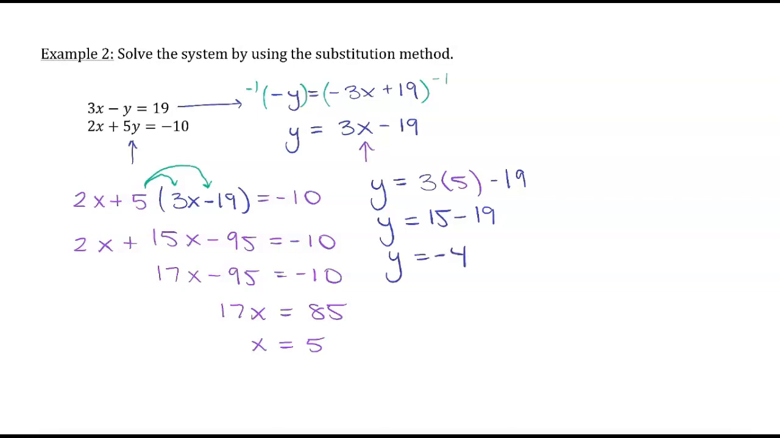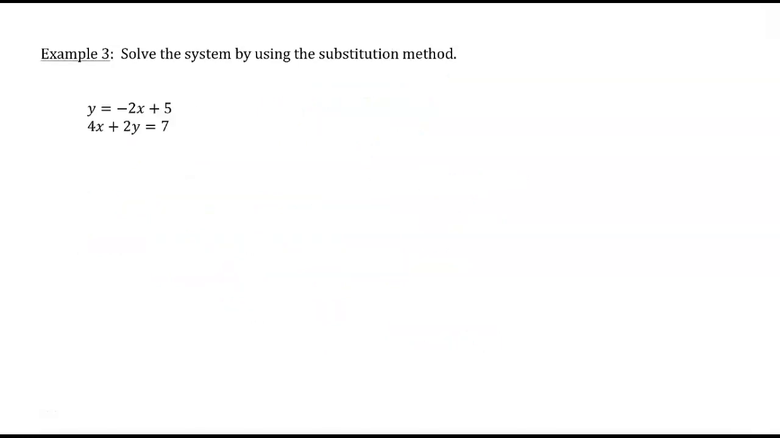Now we have our solution, the ordered pair (5, -4), and we've solved this system of equations. Let's keep going on to example 3. In example 3, we're once again going to solve this system of two linear equations using the substitution method. Notice how our first equation is already solved for y, so we can simply substitute that right in place of y in the other equation.